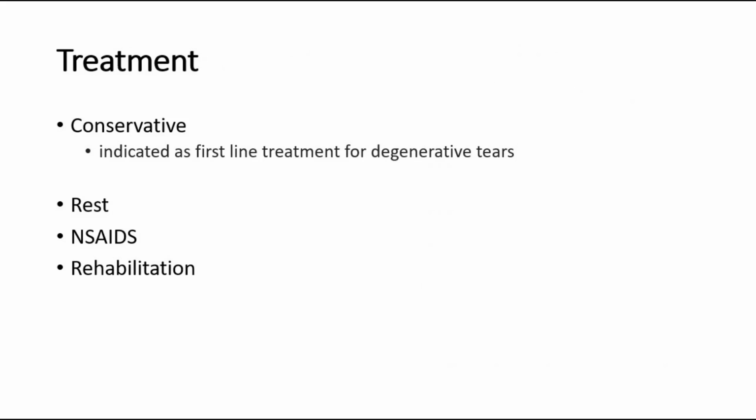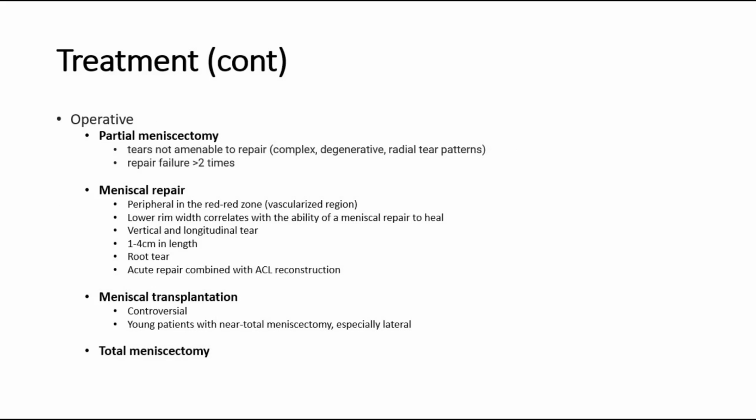For treatment, conservative management is indicated as first-line treatment for degenerative tears, which includes rest, NSAIDs, and rehabilitation. Whereas for operative treatment, partial meniscectomy is done when tears are not amenable to repair, such as complex, degenerative, or radial tear patterns, and if repair has failed more than 2 times.